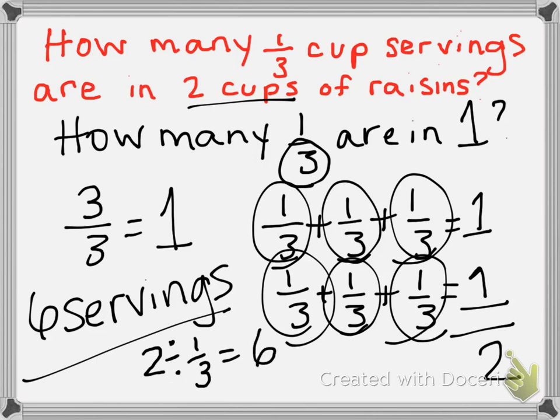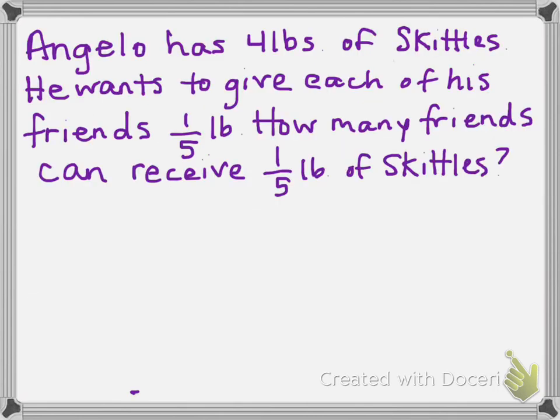All right, let's look at another example. Angelo has 4 pounds of Skittles. He wants to give each of his friends 1/5 of a pound. How many friends can receive 1/5 of a pound of Skittles? So we have 4 divided by 1/5.